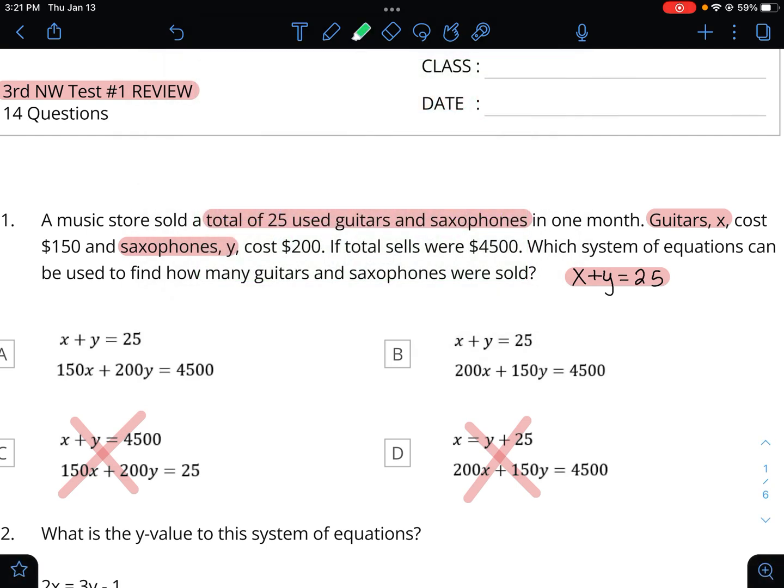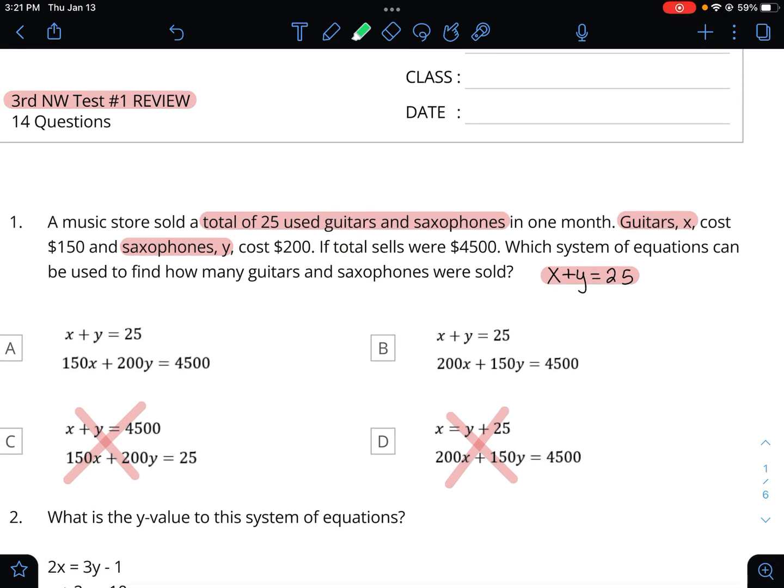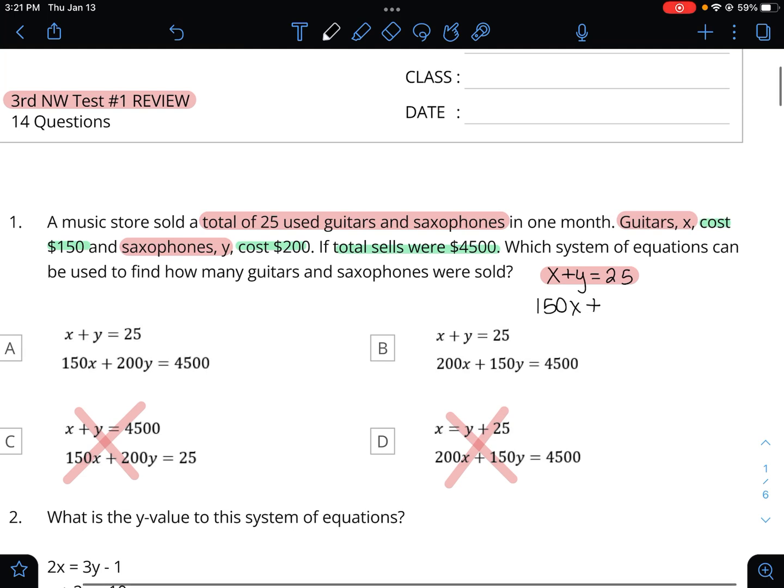Okay, now I go to my second equation. I need to know the cost. Well, guitars cost $150 and saxophones cost $200, and the total sales were $4,500. So I'm going to put all my money together. I know guitars are $150, so that's going to go with the X, plus my total cost of saxophones, $200, that's going to go with Y, and I'm going to set that equal to $4,500.